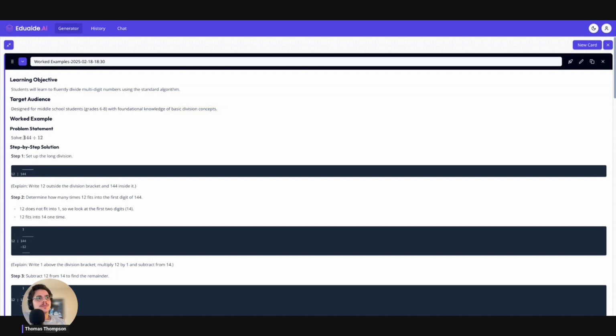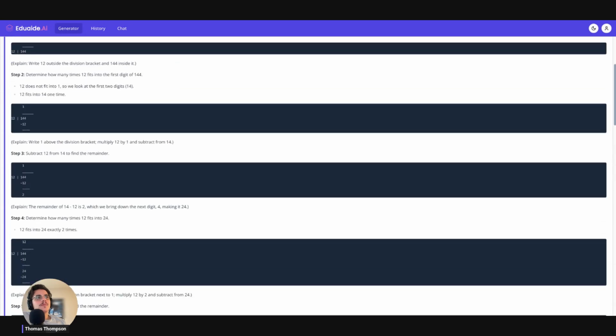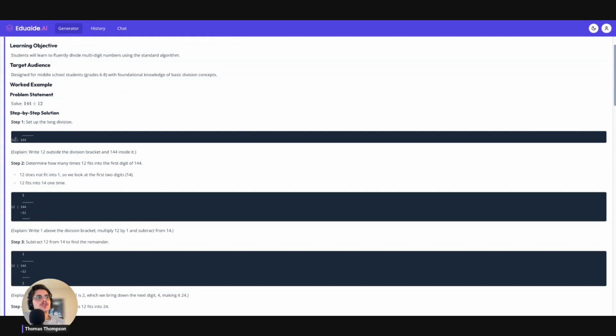Here's our problem statement: 144 divided by 12. And now Eduade provides a 5-step solution. Let's work through those steps. You set up the long division. We're writing 12 outside the division bracket with 144 inside it. We determine how many times 12 fits into the first digit of 144. 12 does not fit into 1, so we look at the first two digits, 14. Well, we know that 12 fits into 14 one time.